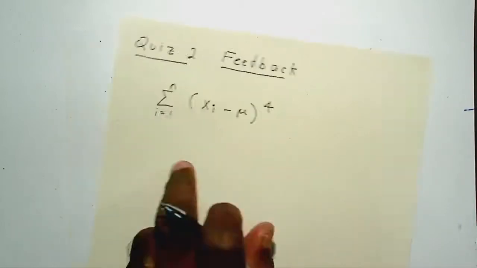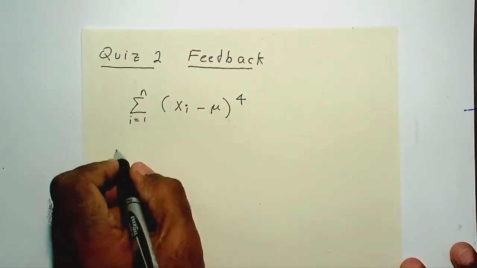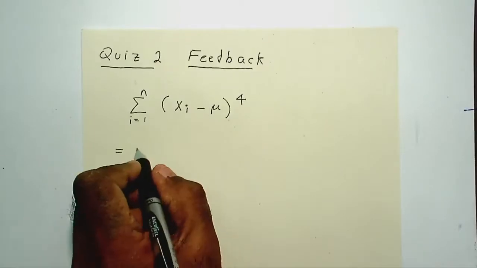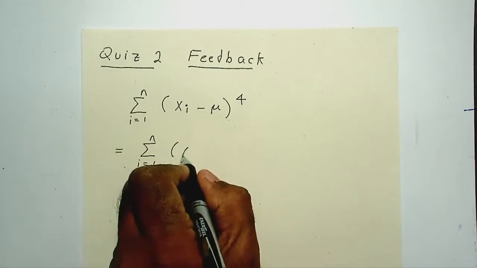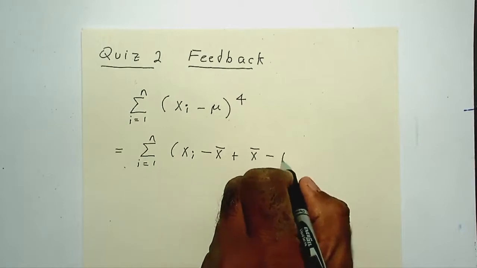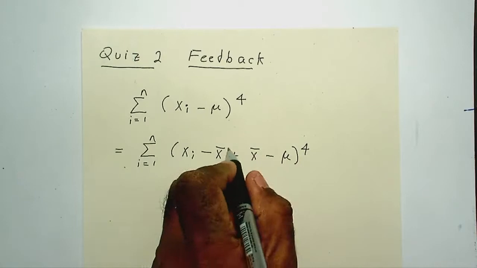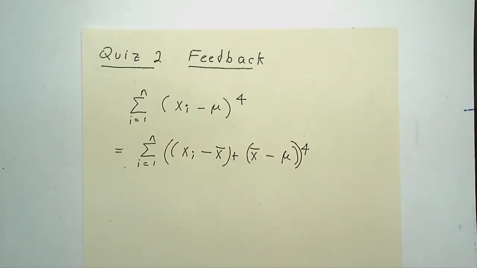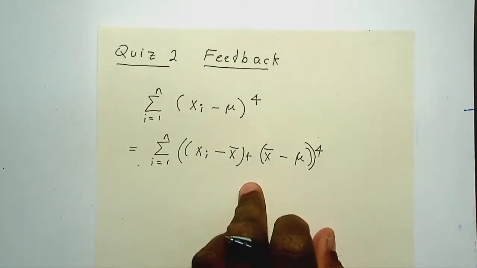The question was to show that this is equal to something else. There are several ways you can do this question. The easiest way is to write it like this and then put brackets around this. Now what you have is a plus b raised to the power 4. Now you can use the binomial expansion.